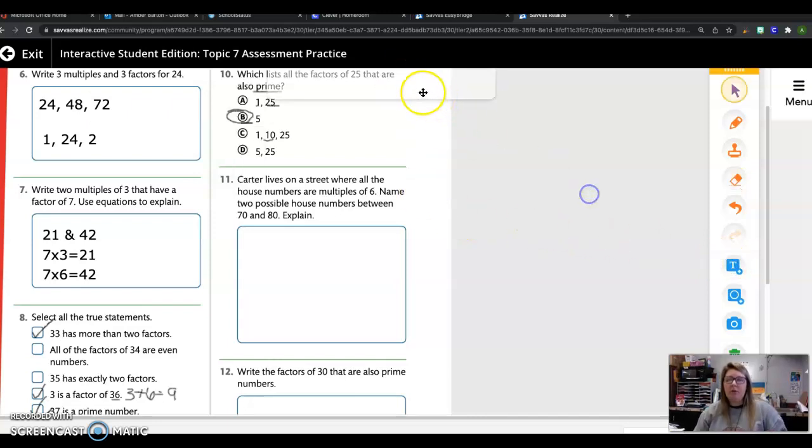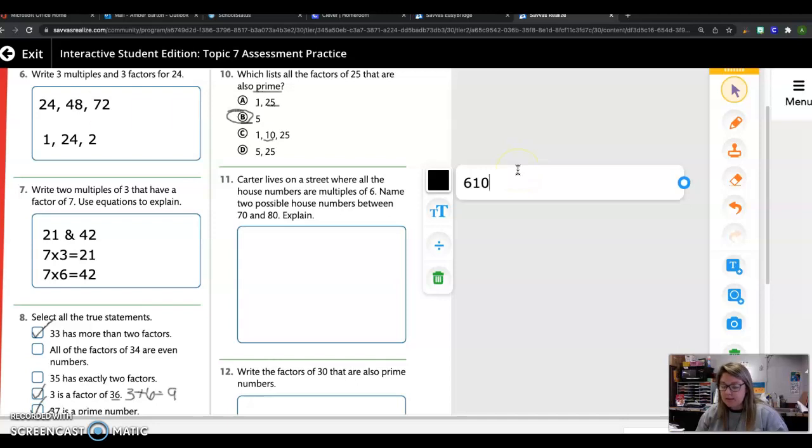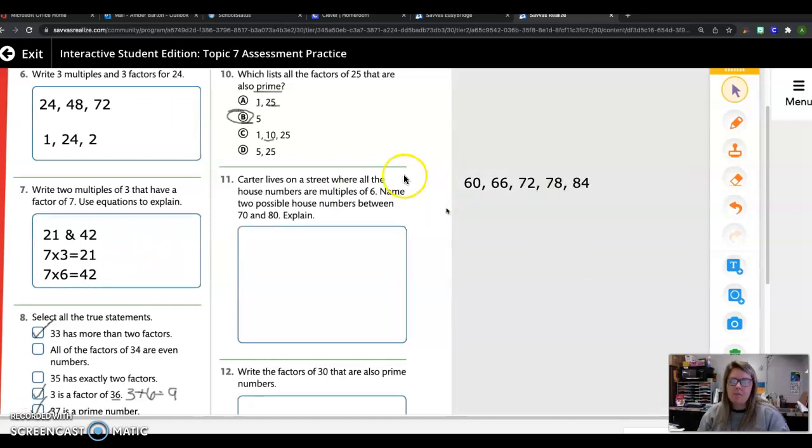So what I'm going to do, just to help me, is list out the multiples of 6, but I'm going to start with 60. So I'll have 60, 66. What I did was I just listed out the multiples of 6, but instead of starting with 6, I started at 60 just so I could see the numbers between 70 and 80.